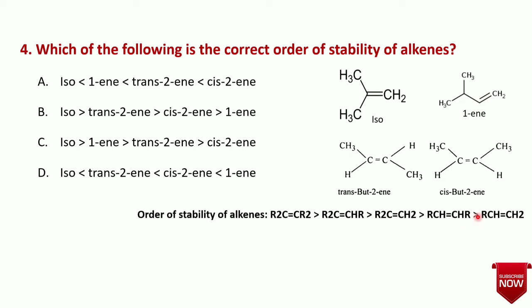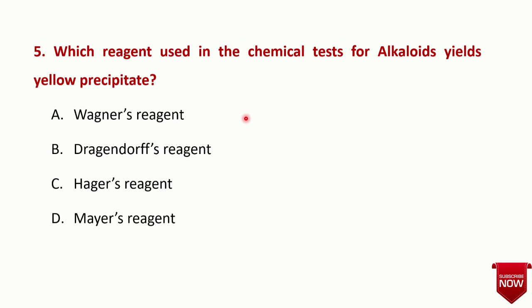So in the order of stability, you can observe iso has more stability than trans and cis. Among trans and cis, trans is more stable. We know that the trans form is more stable compared with the cis form. So iso is greater than trans, trans is greater than cis, cis is greater than 1-ene. So this is the order of stability. More substitutions, more stability. So here the answer is iso, trans-2-ene, cis-2-ene, 1-ene.